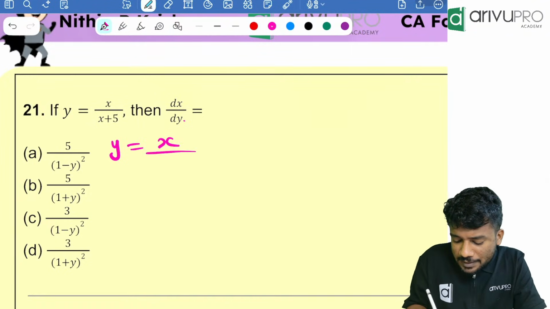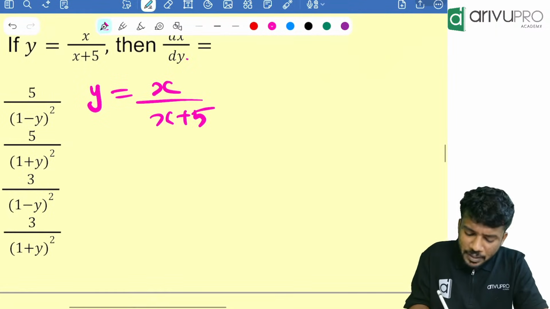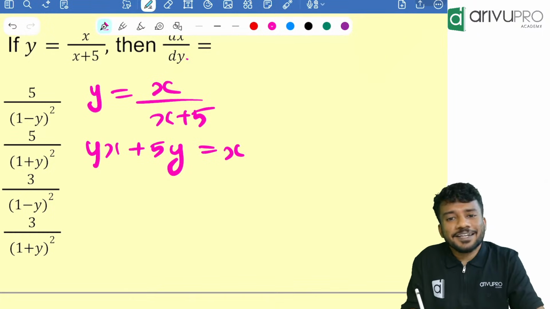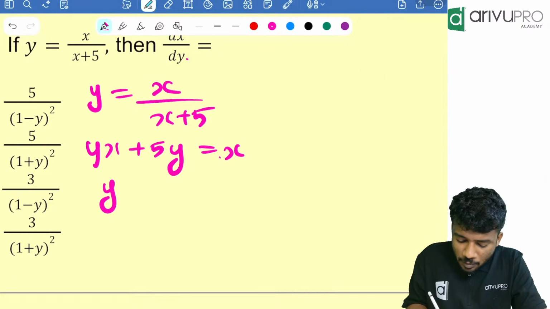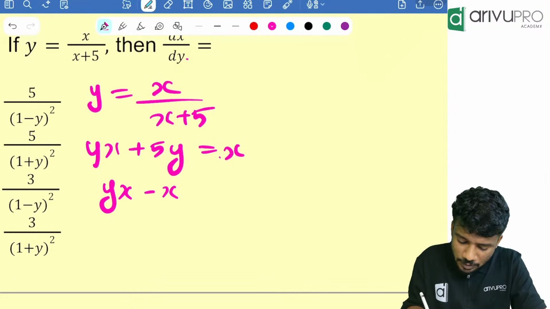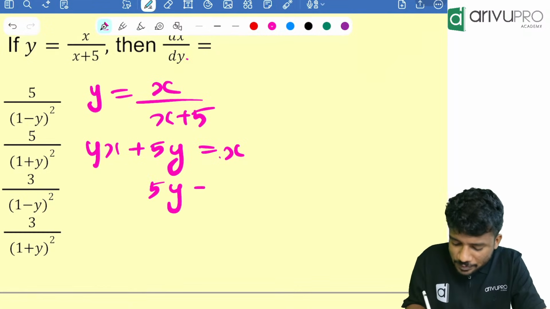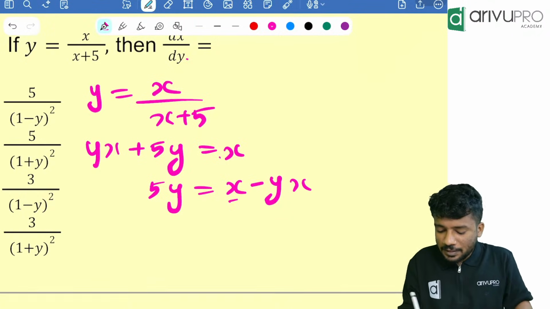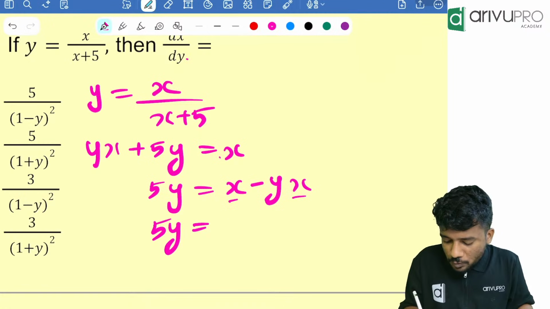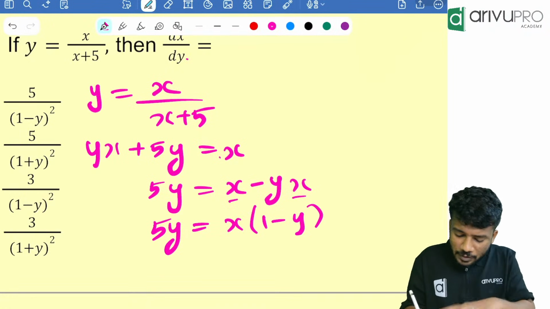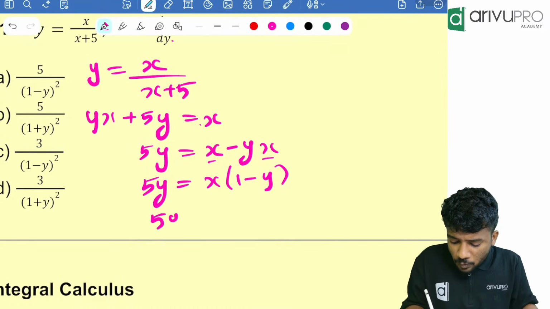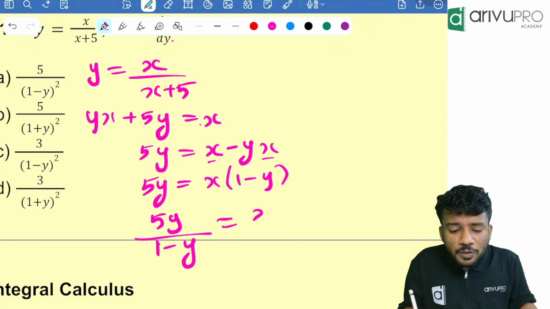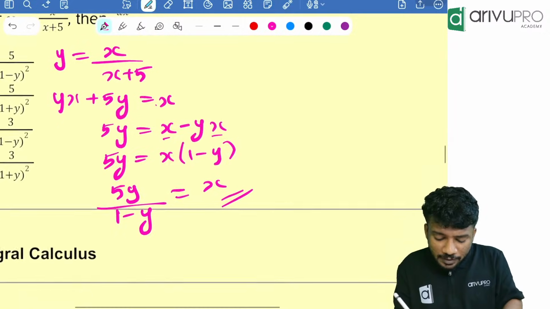y is equal to x divided by x plus 5. Cross multiplied, that will become yx plus 5y, which is equal to x. Correct? Now take x to this side, that means yx minus x, and take the other term to the other side. 5y is equal to x minus yx. From there I will take x common. So 5y is equal to x into 1 minus y. From there I can directly write 5y divided by 1 minus y is equal to x. So I have the value of x.